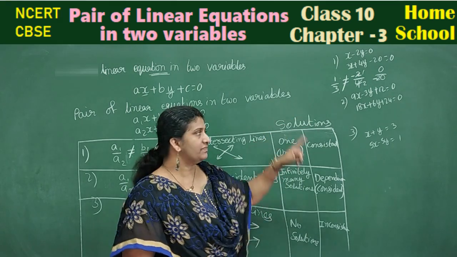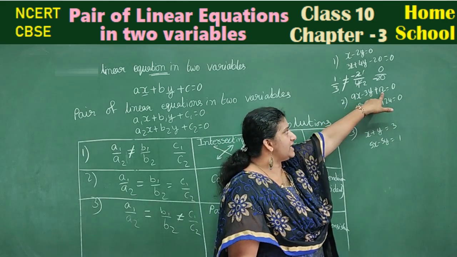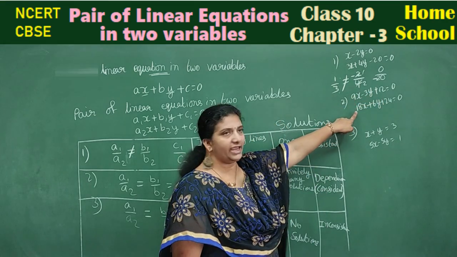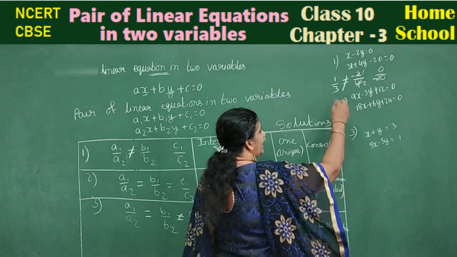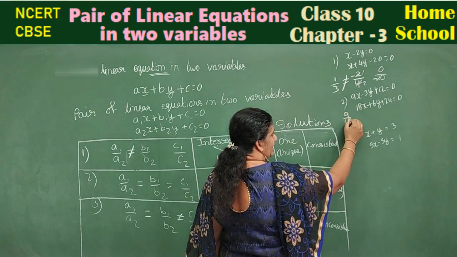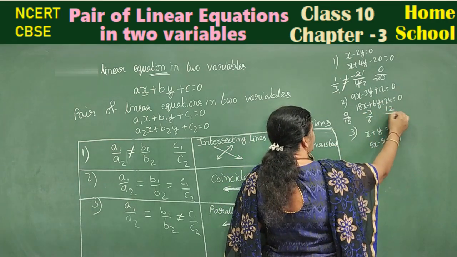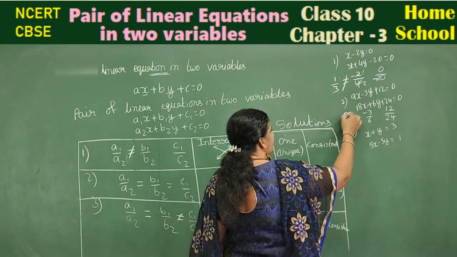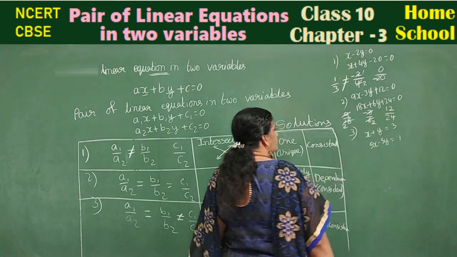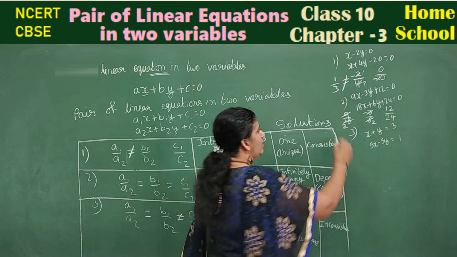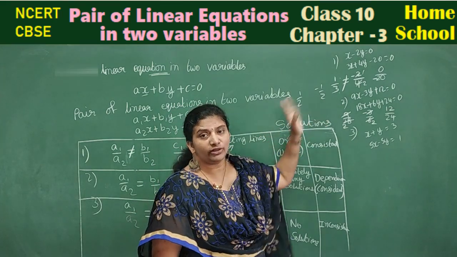Similarly, see the second one. a1 is 9, b1 is minus 3, c1 is 12. Observe here a2 is 18, b2 is 6, c2 is 24. Write down a1 by a2 as 9 by 18, b1 by b2 as minus 3 by 6, c1 by c2 as 12 by 24. Then 9 2s are 18, and 3 2s are 6. But you can see here 1 by 2 and minus 1 by 2. Are these two equal? No, they are not equal.